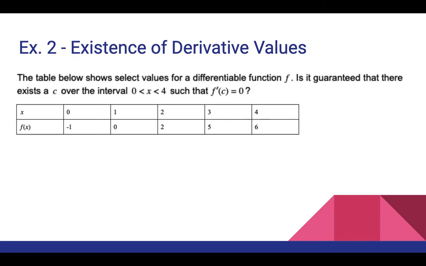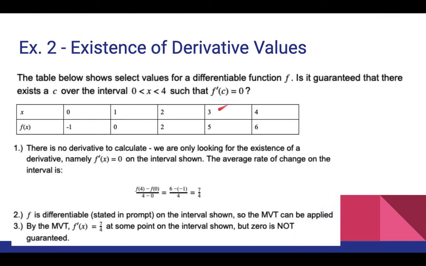A second example may ask, and this is really common on the free response section of the AP Calculus exam, you'll typically be given a table that shows select values for a differentiable function f, and the part on the free response question will ask you, is it guaranteed that there exists a c over the interval such that f prime of c equals some value? In this case, some value is 0. So again, we check our conditions.